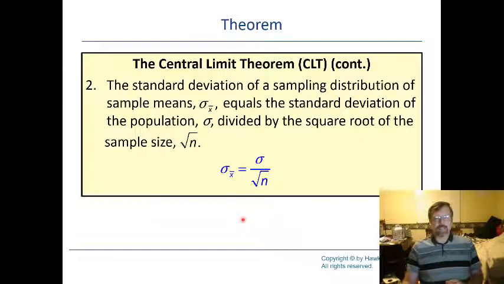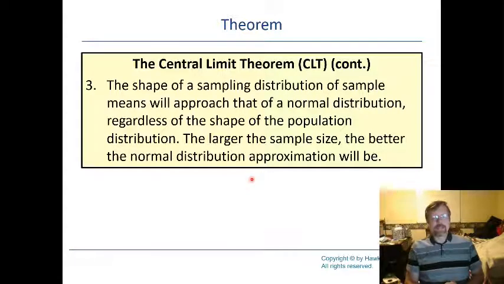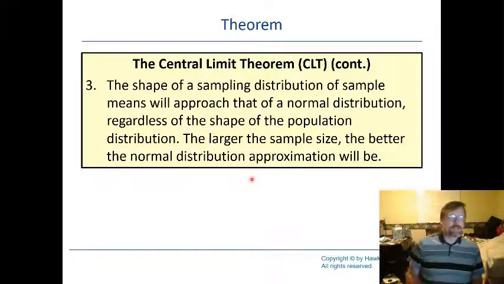Standard deviation then, sigma sub x bar, is the population standard deviation divided by the square root of the sample size. Okay? The last thing is that the shape of the sampling distribution of sample means will approach a normal distribution no matter what the shape of the population distribution is. And it will be closer to normal the larger the sample size. So let's go to the examples to see what's going on with this.